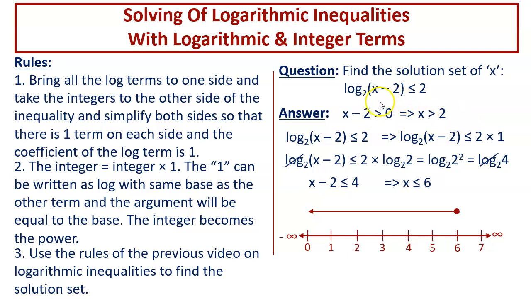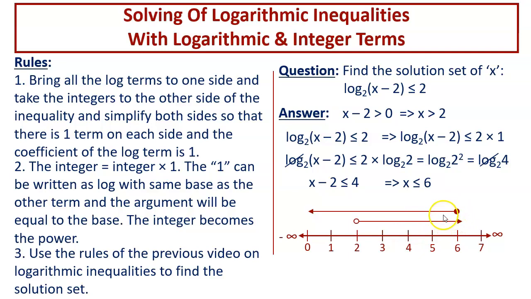Because of this restriction that the argument of a logarithmic term cannot be equal to 0 or less than 0, it has to be greater than 0, so we have in fact two inequalities. We have plotted one inequality on the number line. Now x is greater than 2 will be plotted. Since this one doesn't contain any equality sign, it is a hollow circle, an empty circle, and it extends to the right because it is greater than 2, starting at 2 and extending towards the right.